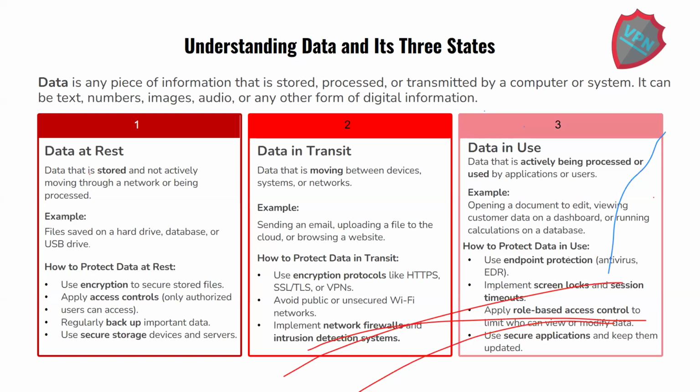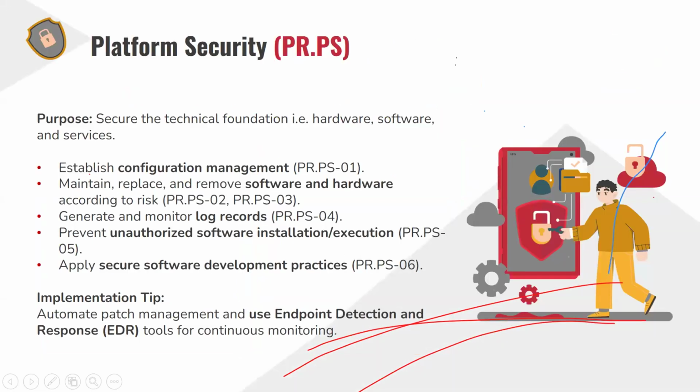Then we have data in use. That means I'm using that data. An example is this slide that I'm showing. I'm showing you the data, that means it's in use. So you have to put endpoint protection, maybe a password, so that if you have a screen timeout of 5 minutes, your screen goes off. So no one who is not supposed to see that data will see it. Role-based access control: you can read only, this person can edit it. You have to put all this in place when it comes to protecting your data.